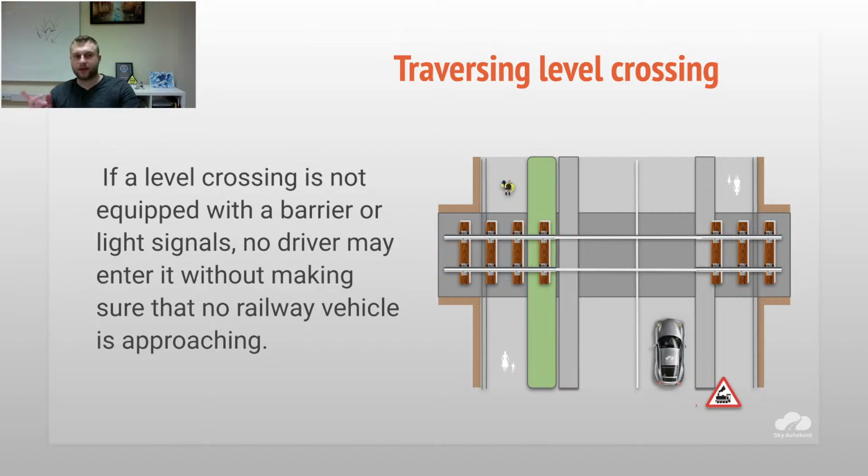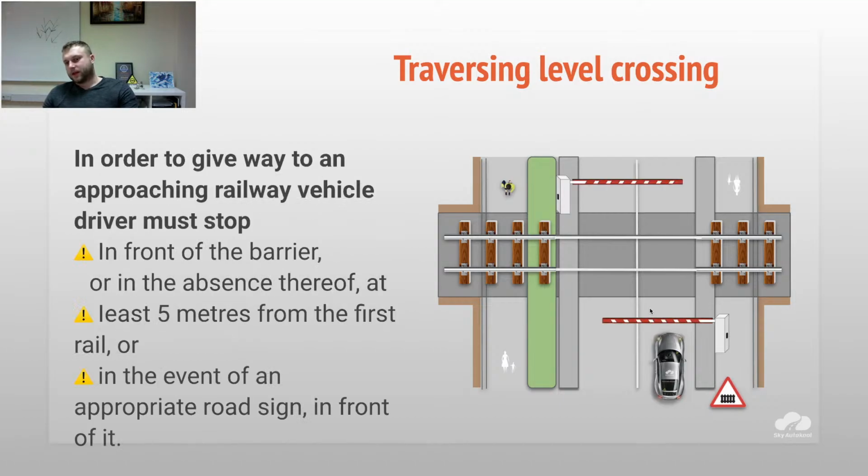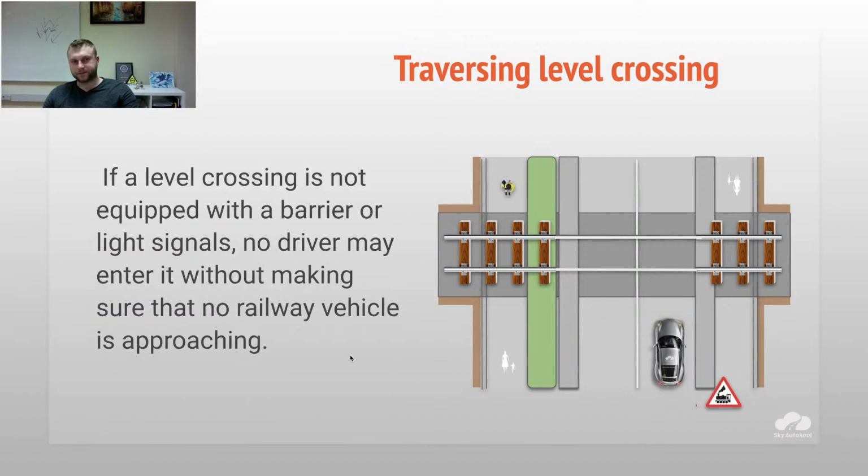So if a level crossing is not equipped with a barrier or light signals, like traffic lights, no driver may enter it without making sure that no railway vehicle is approaching. So as you see, this rule applies for this sign only, so if it's no barrier. But on the exam, they still request you to make the same check even if you have a barrier. So don't forget to check it when you are crossing it.